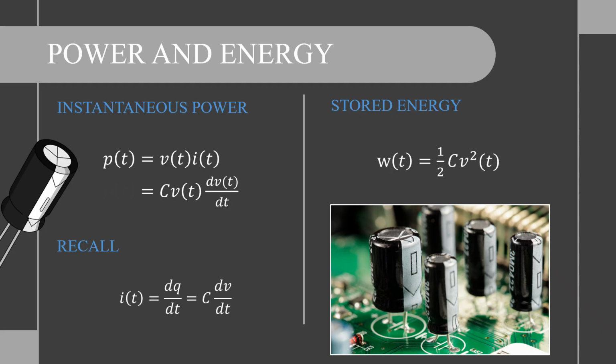The instantaneous power delivered to the capacitor is given by taking the voltage across the capacitor multiplied by the current. Now recall earlier when we defined the formula for the current across the capacitor, that formula can be substituted into the instantaneous power equation, resulting in the power equaling the capacitance multiplied by the potential difference times the rate of change of voltage. Assuming the capacitor voltage to be 0 at an initial time, the stored energy in a capacitor at time t is given by taking half the capacitance multiplied by the voltage squared.